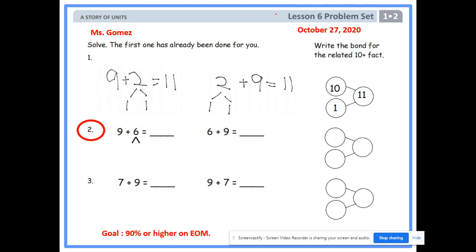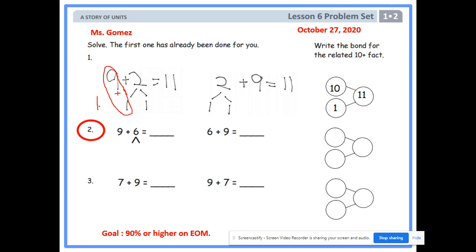Number 1 is already done for us. So the instructions say solve. The first one has already been done for you. So if you look at 9 plus 2 equals 11, they already broke apart 2 because 9 is closer to 10, and they are going to make it into 1 and 1 because 9 and 1 make 10. Go ahead and circle them with me.